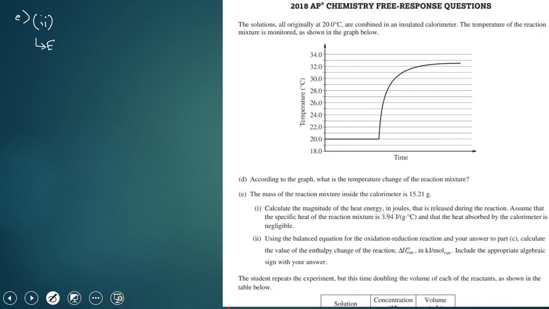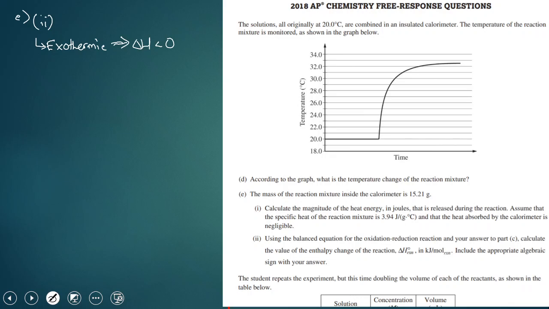We know that this is exothermic because there's a positive change in temperature, so it increases. So we should immediately know that our delta H is going to be negative. It's going to be less than 0. Okay, so we have to do this in terms of the moles of a reaction.